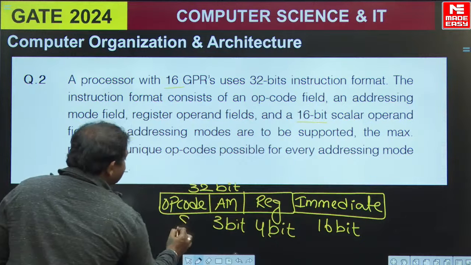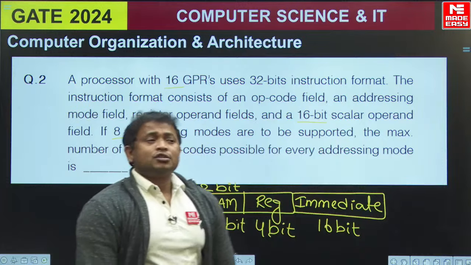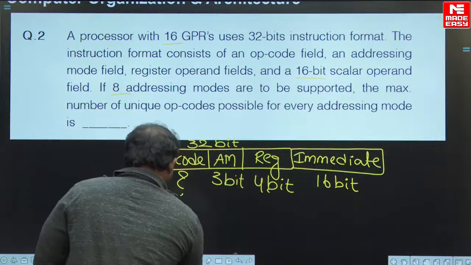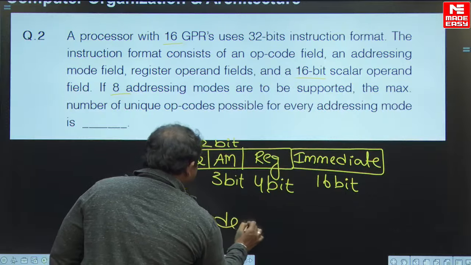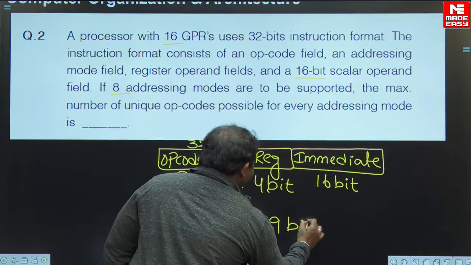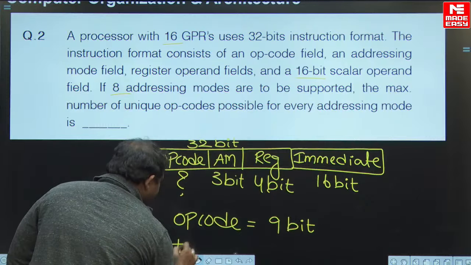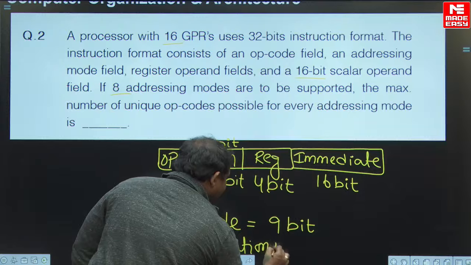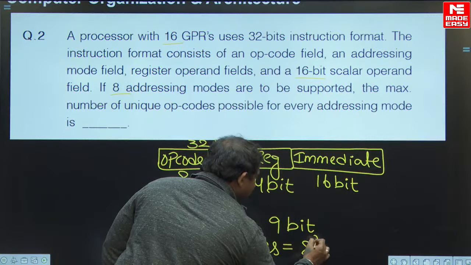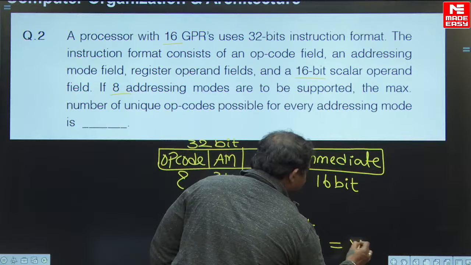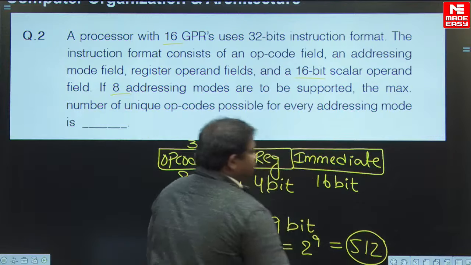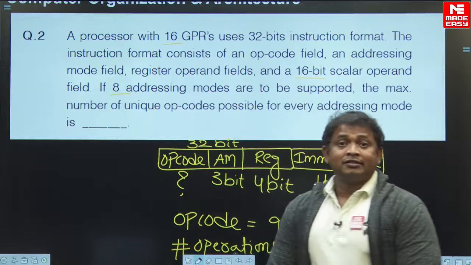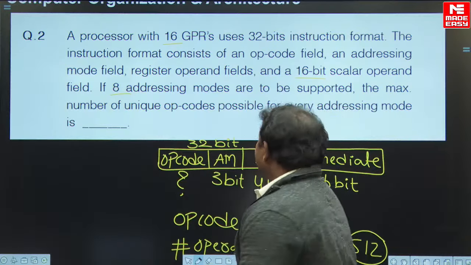Then how many bits are required for the opcode? Find out the opcode size. Opcode size is equal to, after calculation, 9 bits. When you know the opcode size, automatically we can find the number of operations. So the number of operations in the computer is equal to 2 power 9, that is 512. So the answer is 512. How many of you gave the right answer? Please respond. I hope you did it correctly. All right, next question.